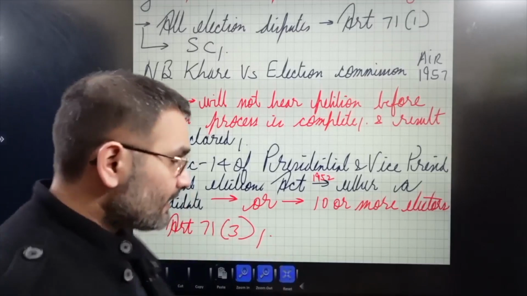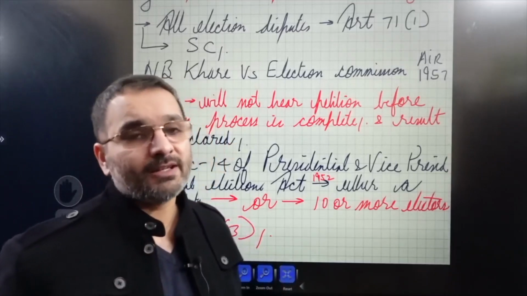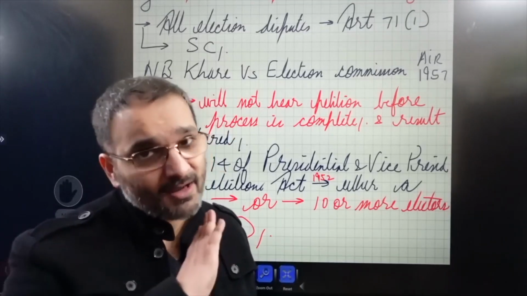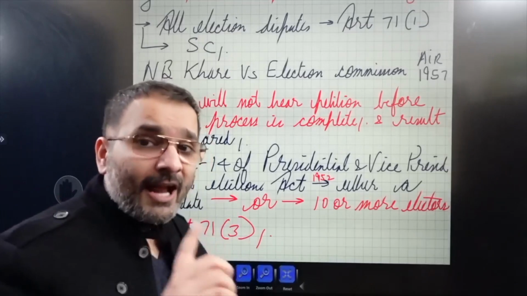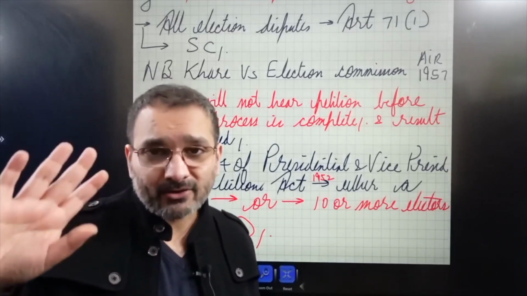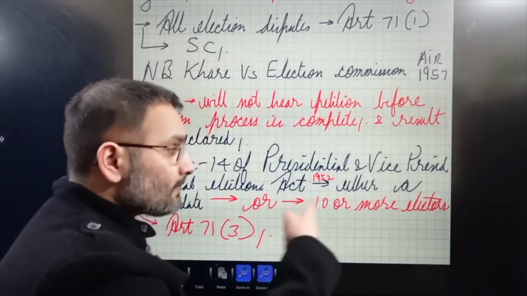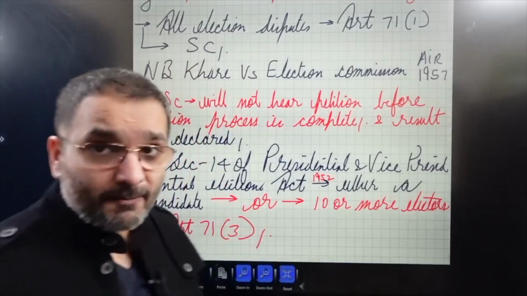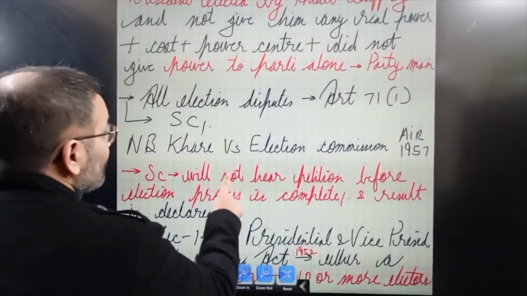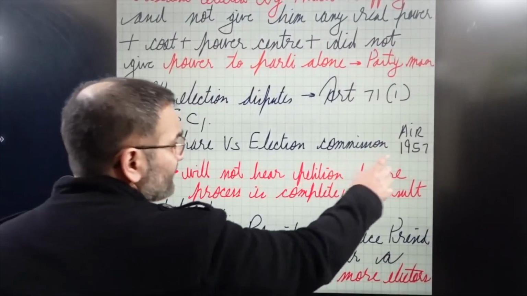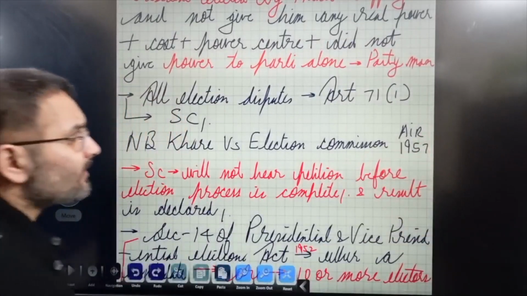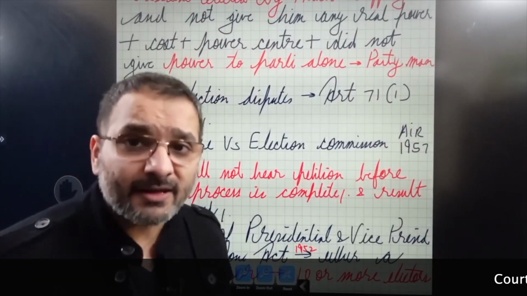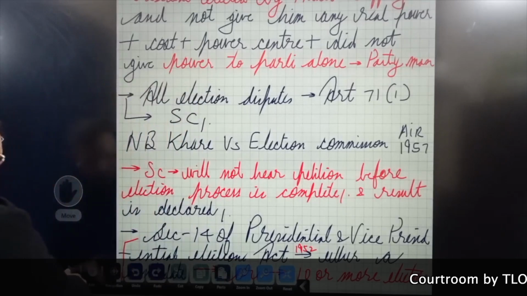So point number one, a person such as you and me can't go to the Supreme Court and file a petition against the election of the president. It is not allowed. So either a candidate who wants to become president has filed his nomination papers, A. B, 10 or more electors of the electoral college that elects the president, only those people. And then in the case law of NB Khare versus Election Commission, that's a 1957 case law, the Supreme Court has already said it will not hear a petition before the election process is complete and the result is declared. Okay, crucial points for your answer.